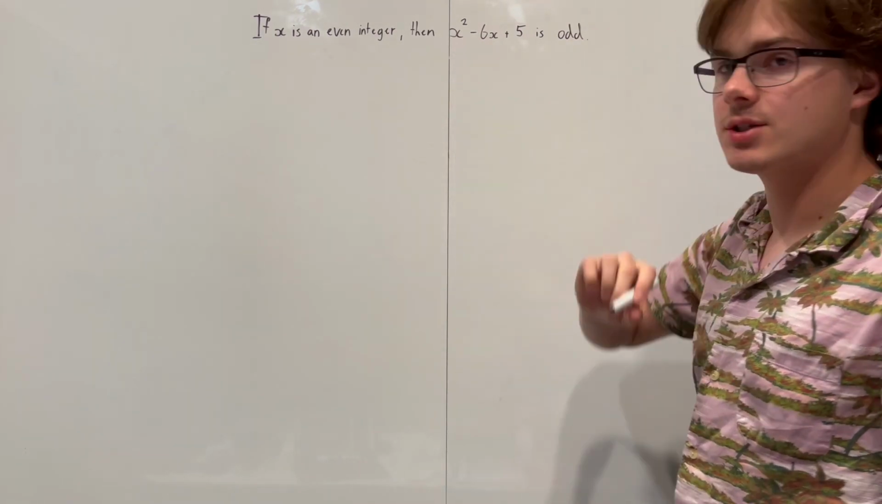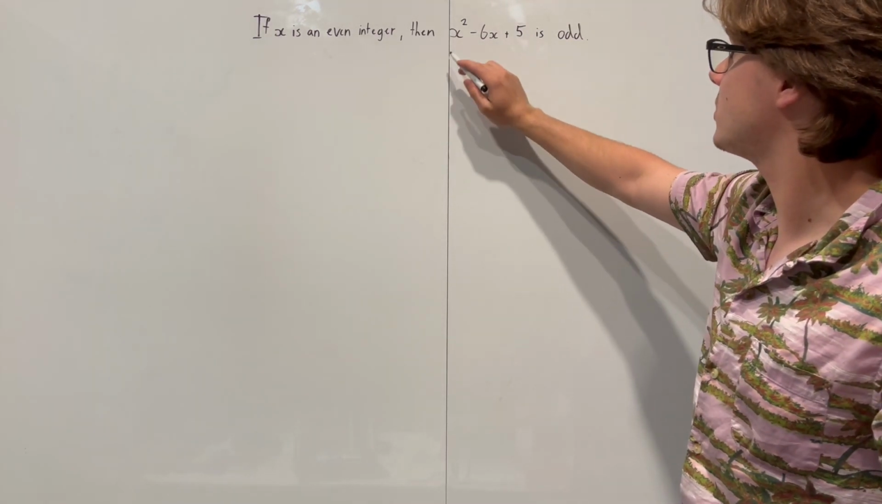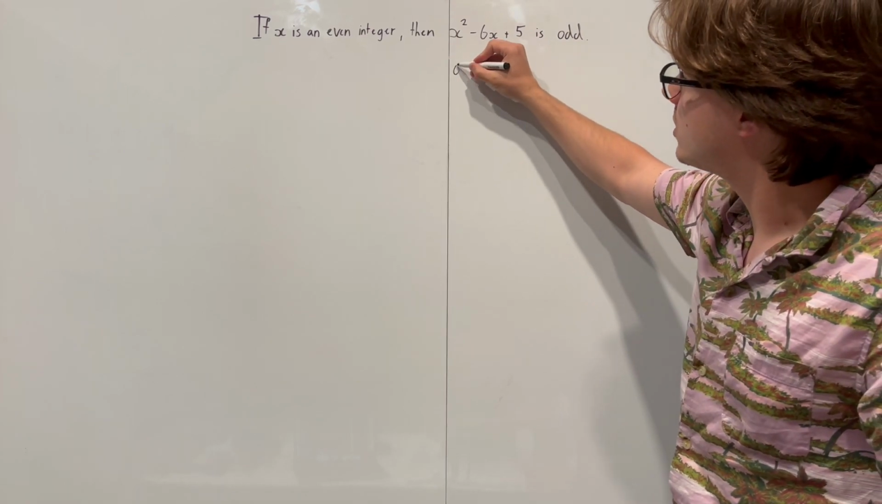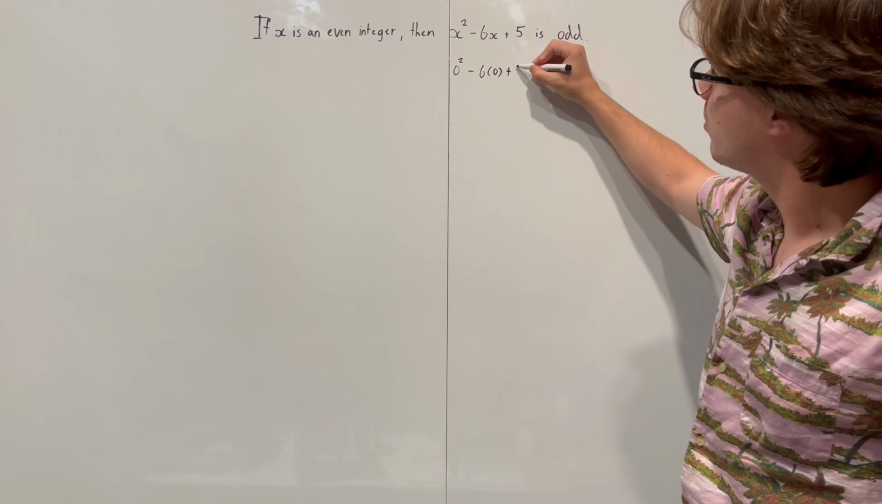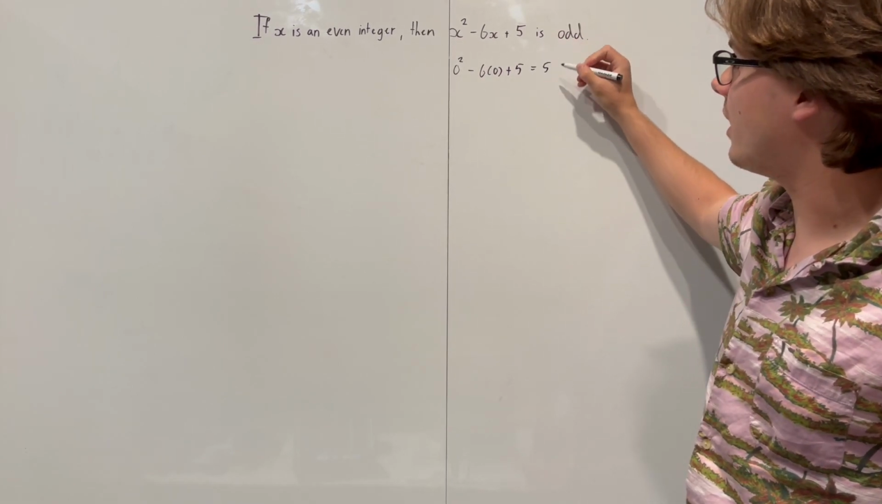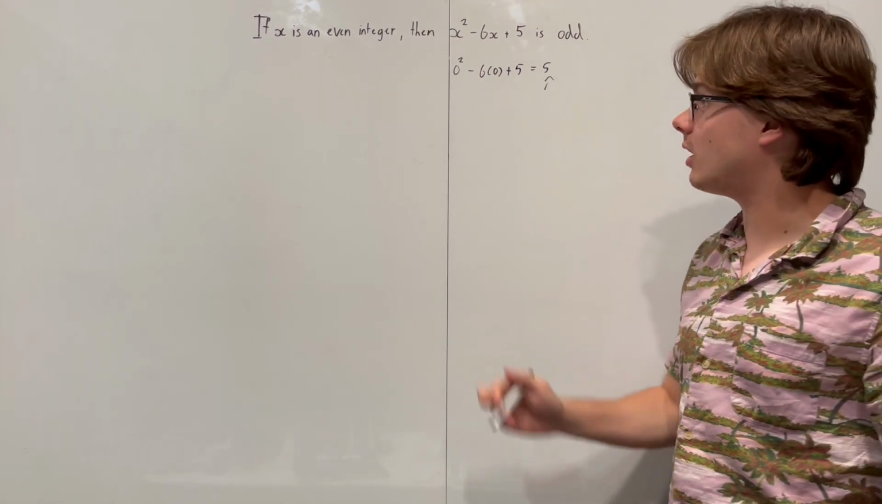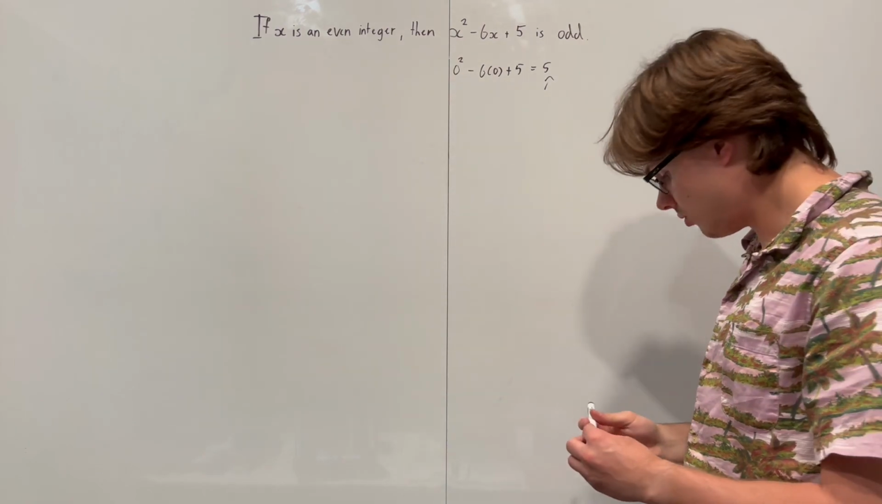We're going to plug in x is equal to 0. So if x is equal to 0, this is going to be equal to 0 squared minus 6 times 0 plus 5, which is equal to 5. So yeah, 5 is in fact odd and 0 is even, so that's true.